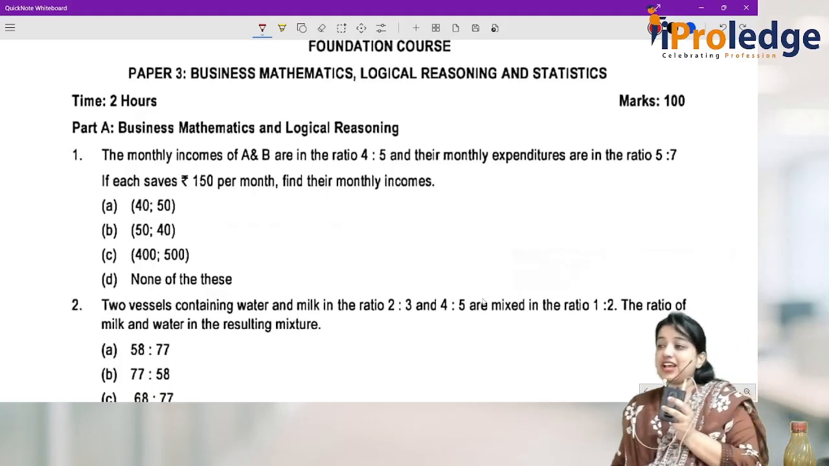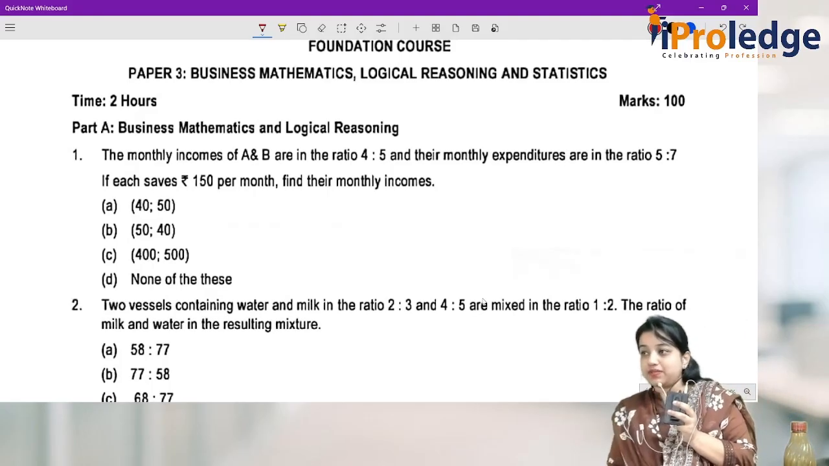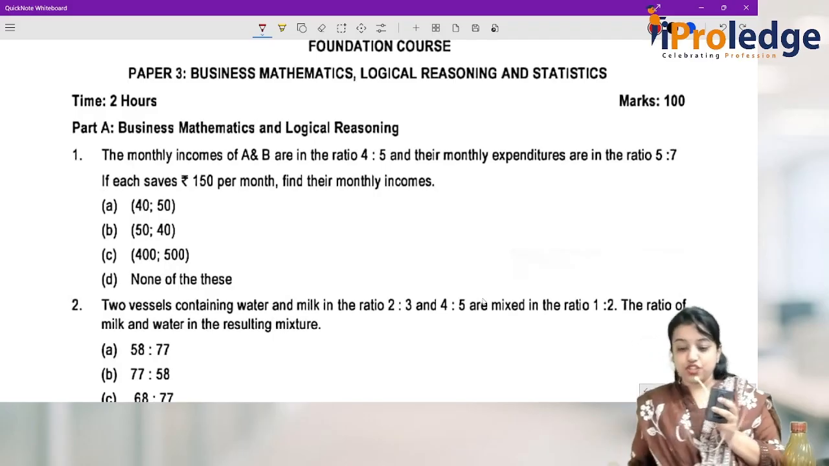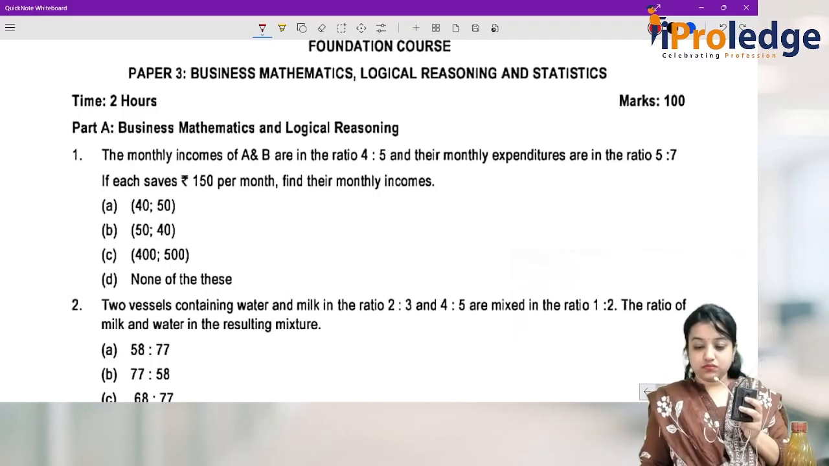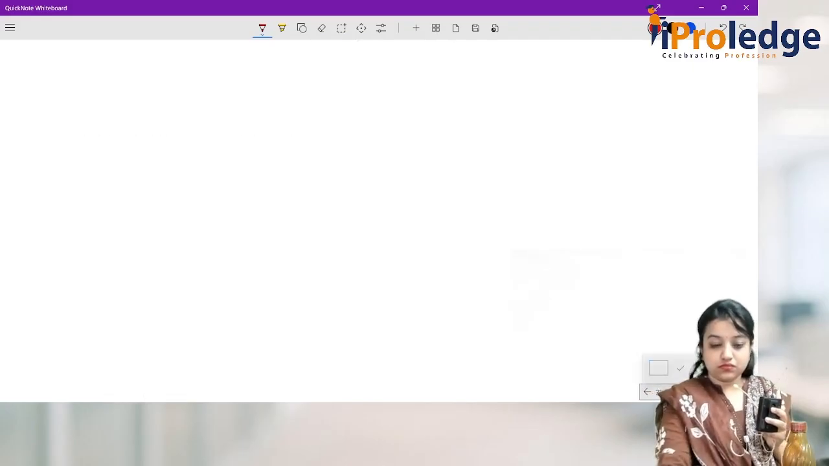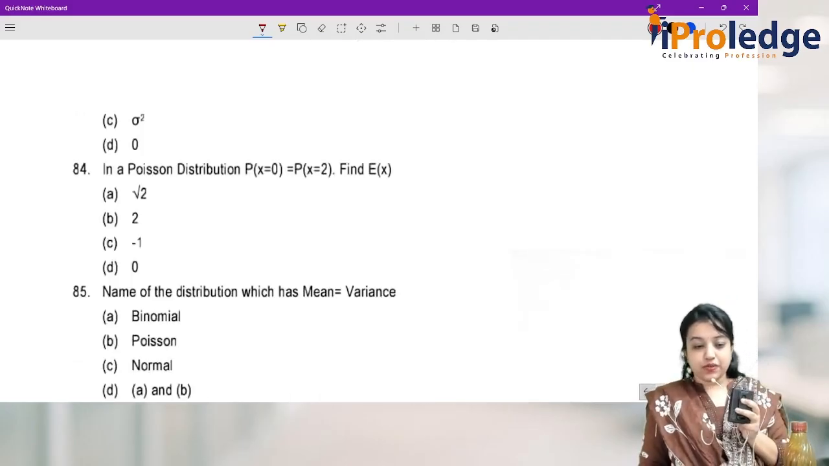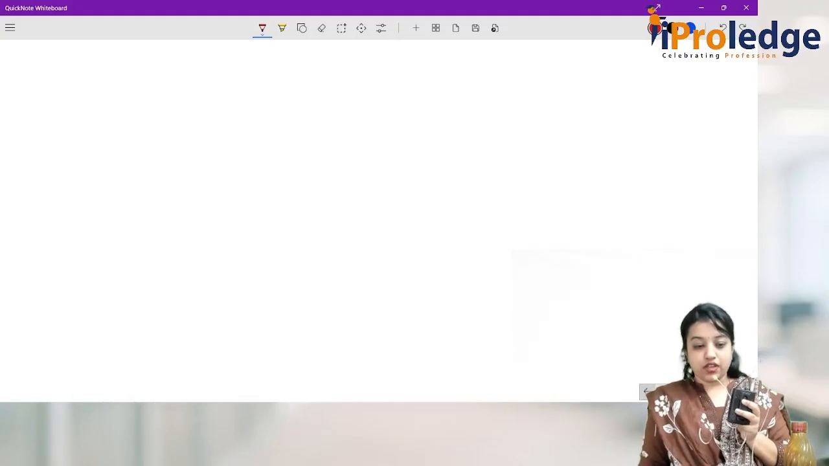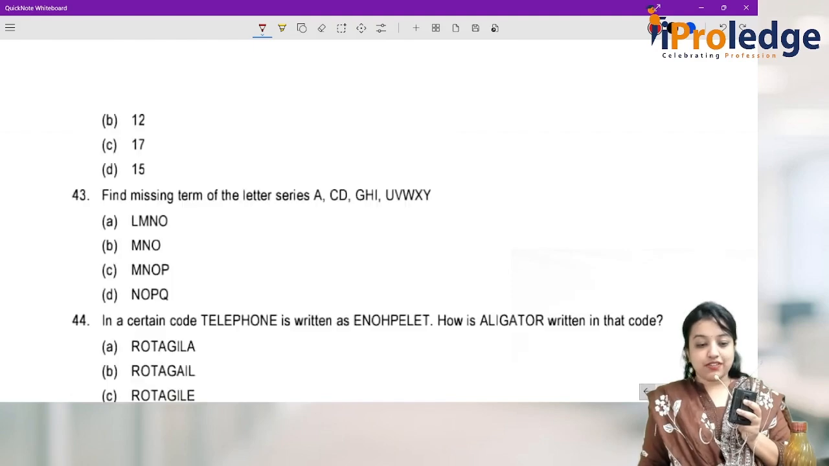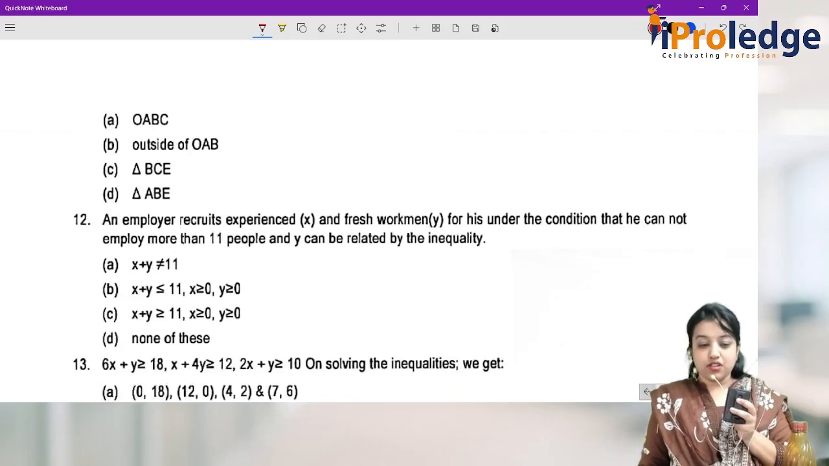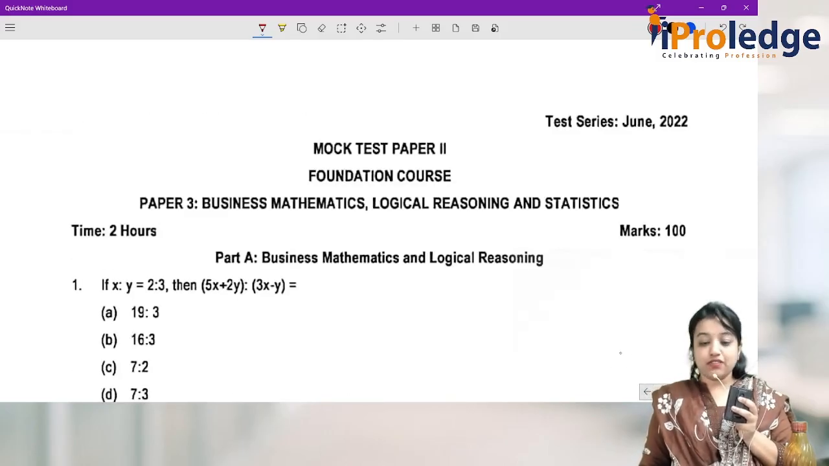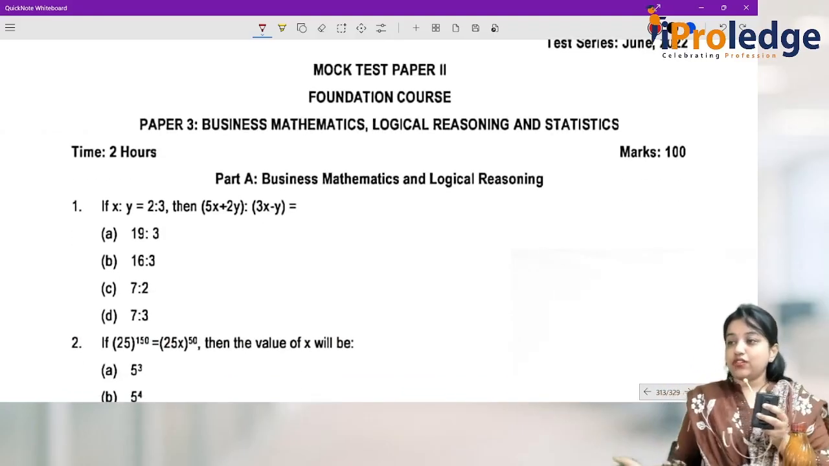Otherwise, first take the last one. Take the last question paper. Okay, I think you started with the first two. Did you do the first two? So again I am going to the last. You try the first two. We'll do them tomorrow. So we'll do the last two today.